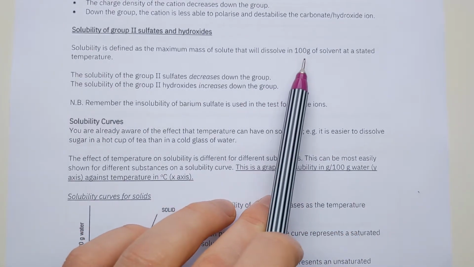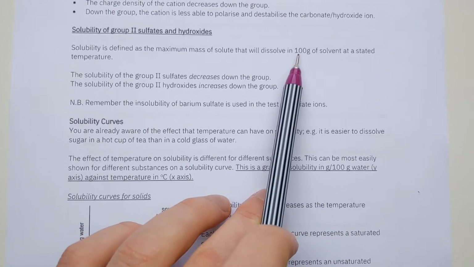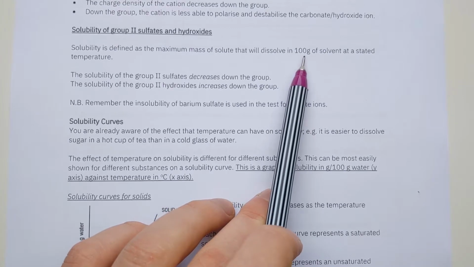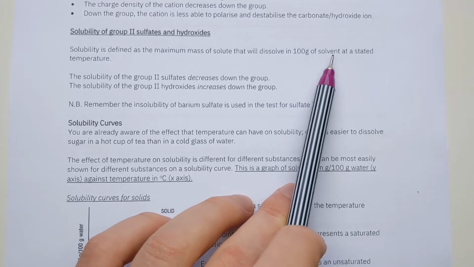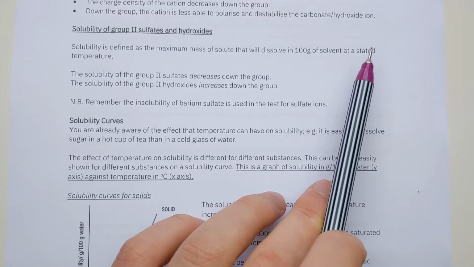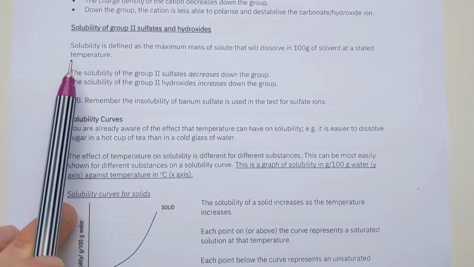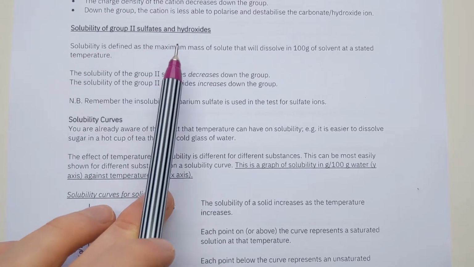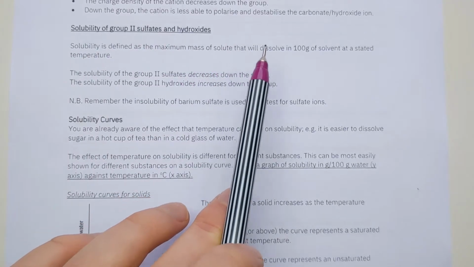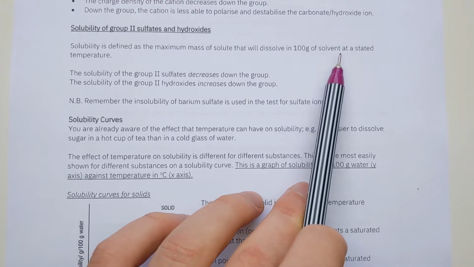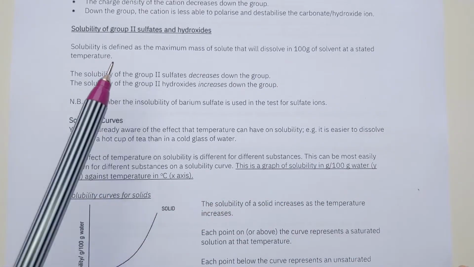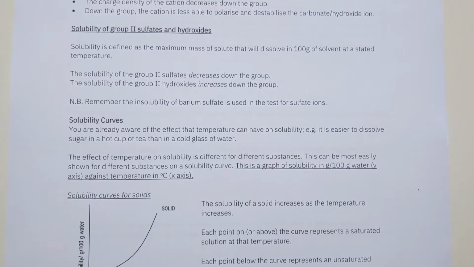So importantly, the standard mass used is 100 grams. The solvent generally will be water, but I guess it could be other things as well. And importantly, it has to be at a stated temperature, because as we'll look at, the solubility does change as temperature changes. So maximum mass of a particular solute that will dissolve in 100 grams of a particular solvent at a stated temperature. So there's two parts to this bit on solubility.